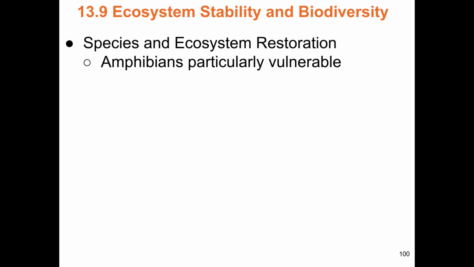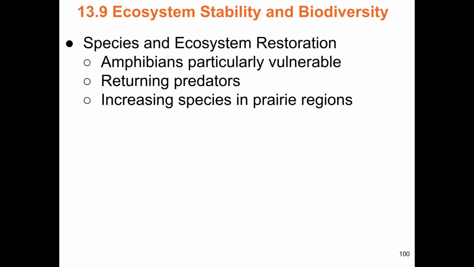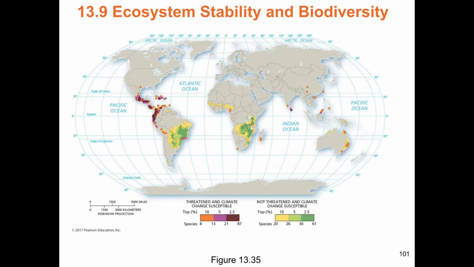Amphibians are especially vulnerable to disturbances. For example, there's a mass extinction going on among frogs because of a fungus that affects their skin in the tropics. Returning predators can make it difficult to recover. So, yeah, lots of places have threatened species, mainly in the tropics.